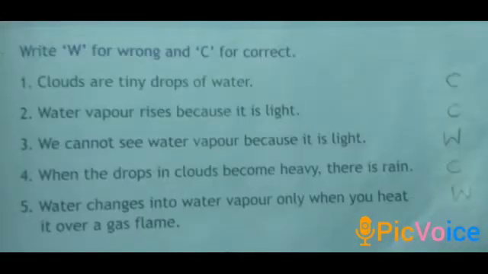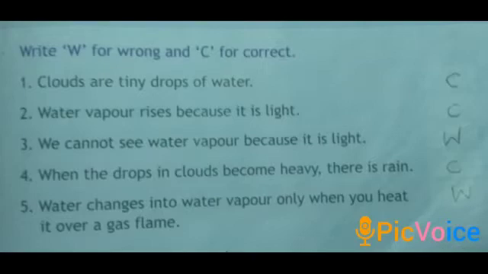Write W for wrong and C for correct. First one, clouds are tiny drops of water. Is it correct, children? Yes, clouds are tiny drops of water. So you write C. Then second, water vapor rises because it is light. Is it correct? Yes, it is also correct. Water vapor rises because it is light like a balloon. So you write C.